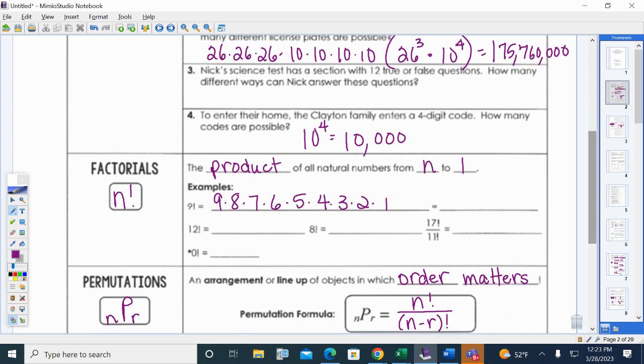The next section is called factorial. Factorial is the product of all natural numbers from n to 1. The example that I have here is 9 factorial, which becomes 9 times 8 times 7 times 6 times 5 times 4 times 3 times 2 times 1, which if you put all that in the calculator, you get 362,880. The thing is, we don't want to have to continuously type in each one of those numbers and multiply. Your calculator will do that for you.